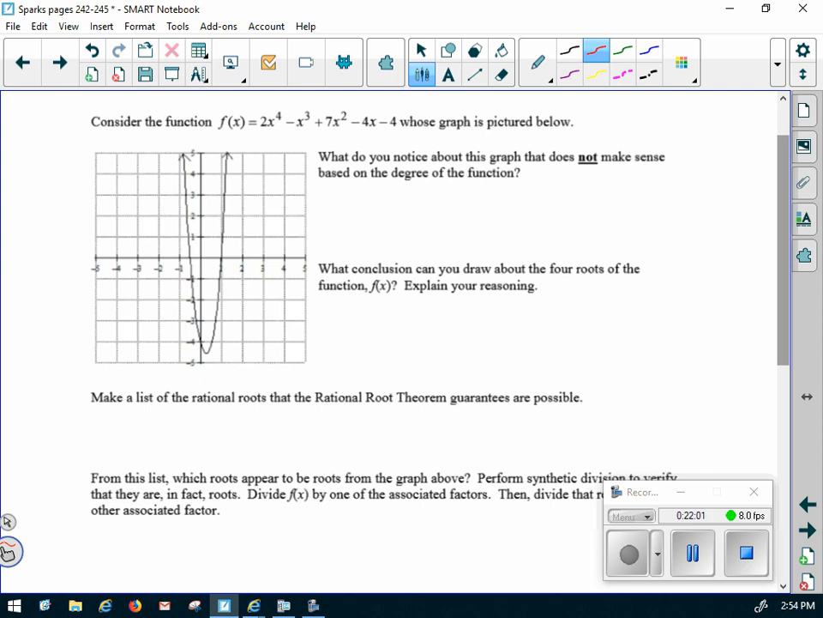Consider that function. What do you notice about this graph that does not make sense based on the degree? Oh, the degree is 4, but the function only crosses the x-axis twice. Makes absolutely no sense. Could it be that the other zeros are out here? Is that possible? You look at that function.